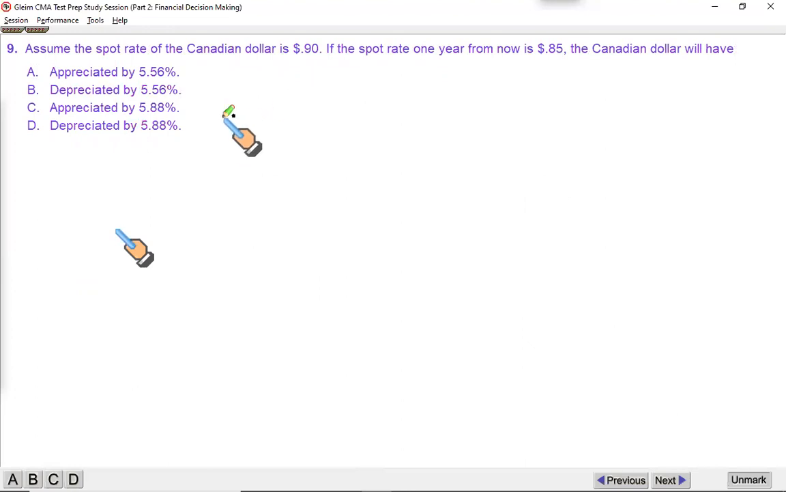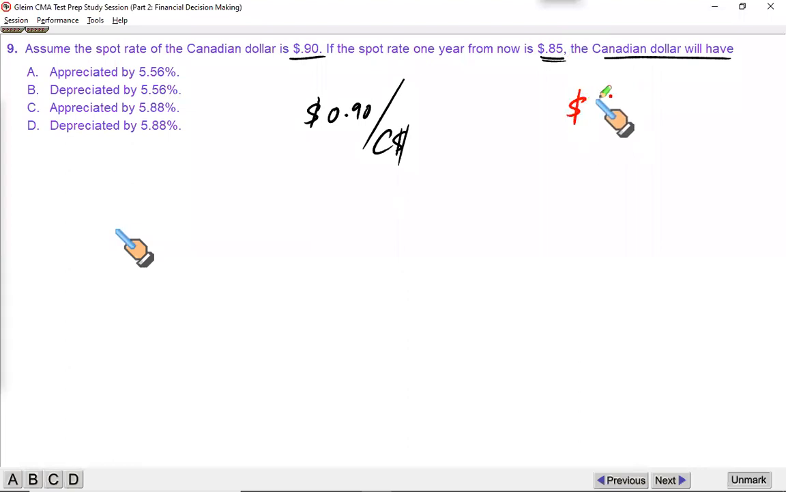assume the spot rate of the Canadian dollar is 0.9. If the spot rate 1 year from now is 0.85, the Canadian dollar will have depreciated by what? Now, again, you will have to first establish how the rate has been given. The spot rate of the Canadian dollar is $0.9, meaning $0.9 per Canadian dollar. And here again, it is $0.85 per Canadian dollar. So in the denominator, we have the Canadian dollar.